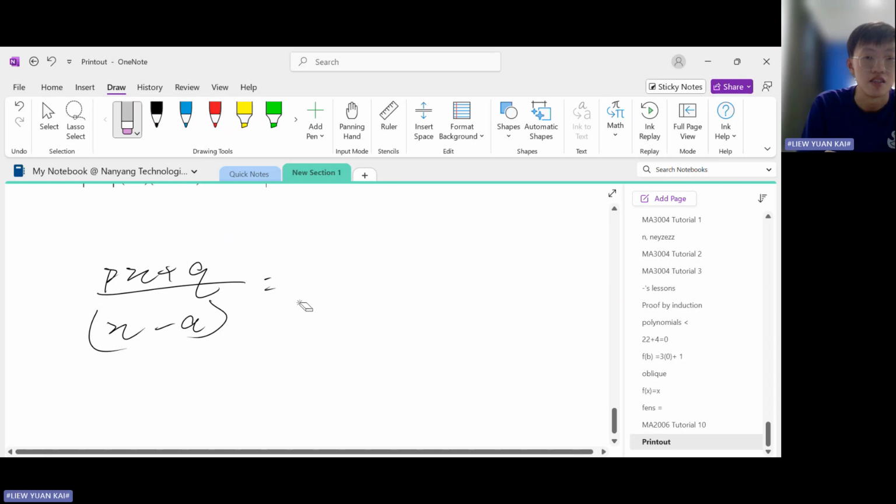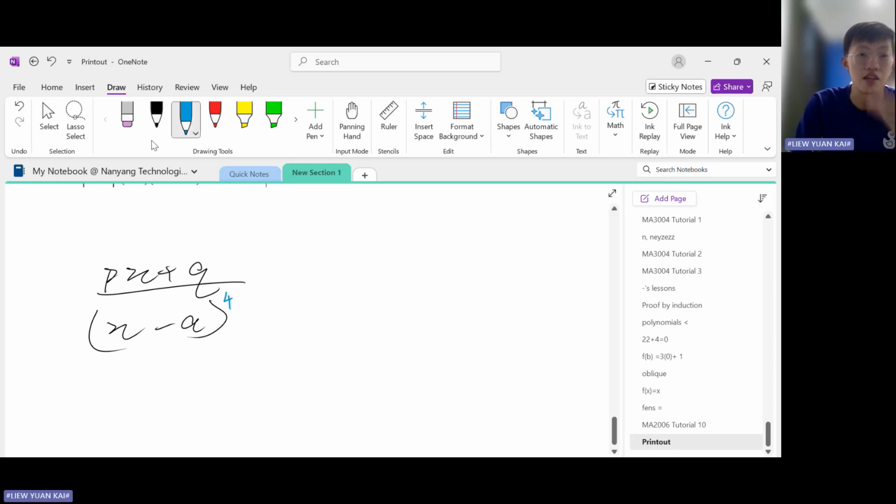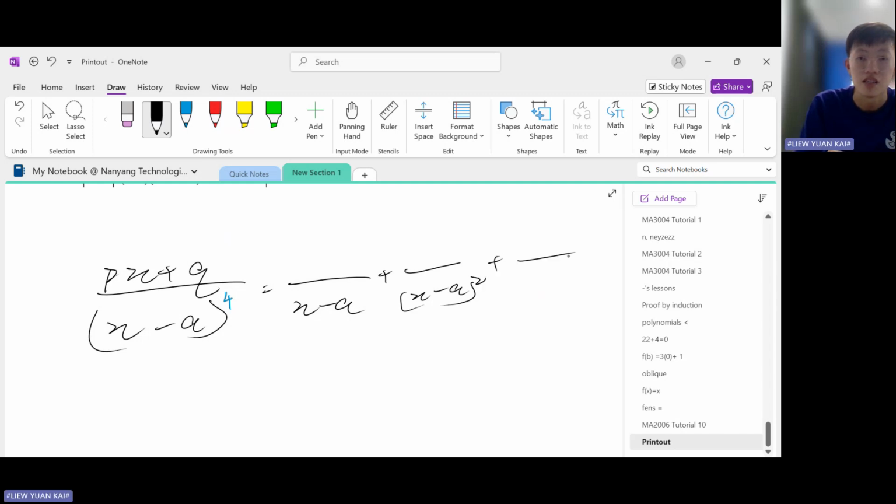Okay, so let me give you a similar example. So suppose now this is 4. Now you need to accumulate it all up until 4. So now first one is x minus a to the 1. Next is x minus a to the 2. Next is x minus a to the 3. And finally, it is x minus a to the 4. Okay, so this will be the decomposed form.